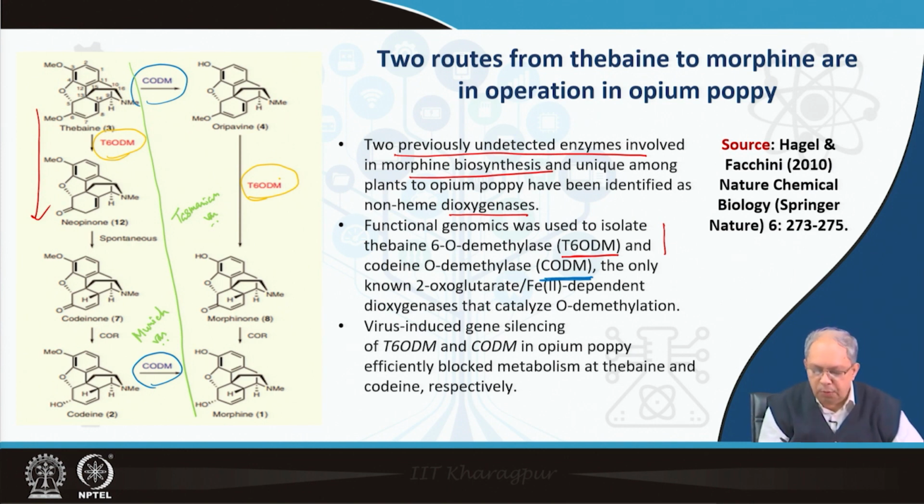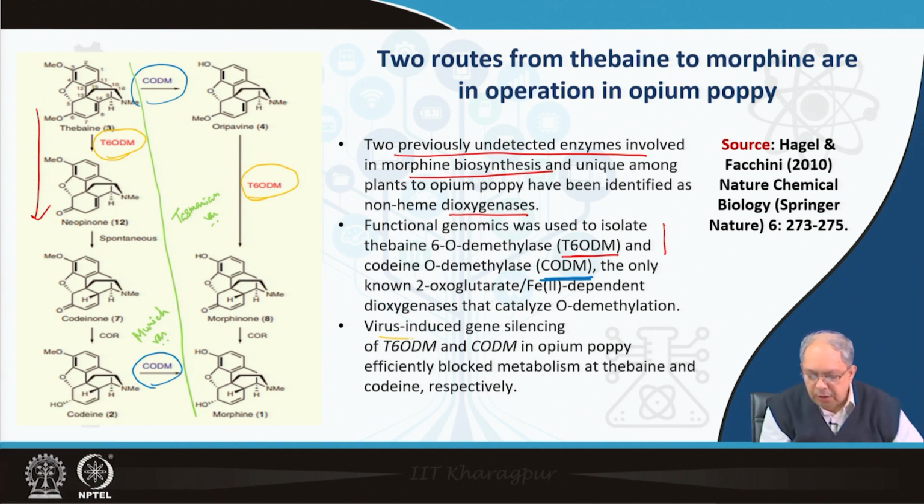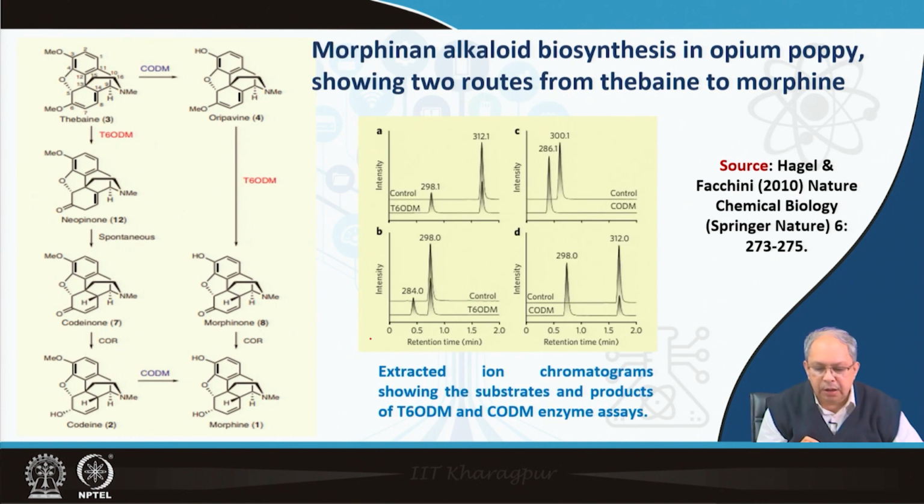So, one way of blocking this function, they have used a technique called virus induced gene silencing. Through the virus induced gene silencing method, they block the activity of T6-ODM and CODM in the respective varieties. So, if these are blocked, then what is going to happen? Let us see what is showing here in A and B.